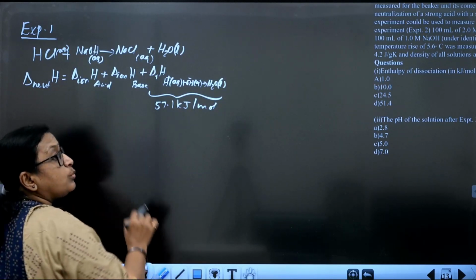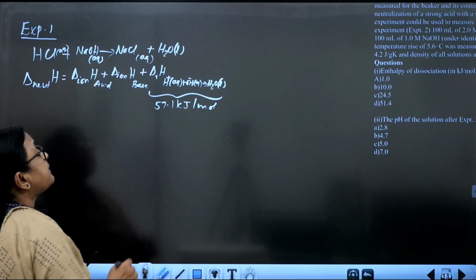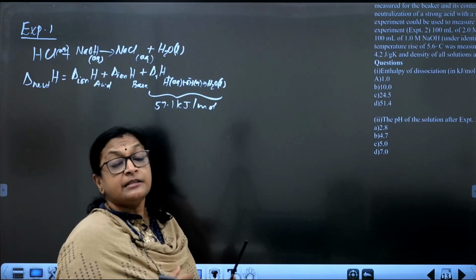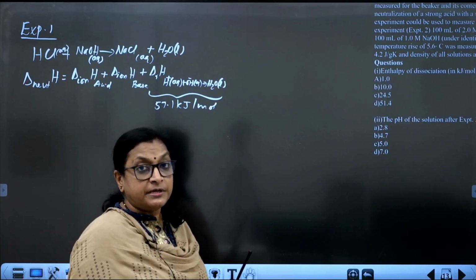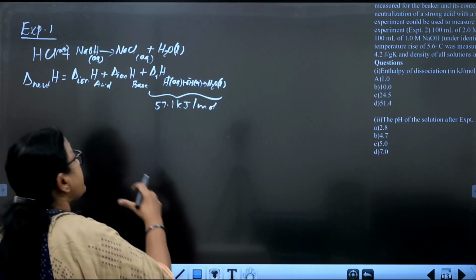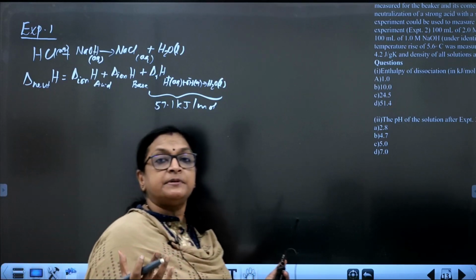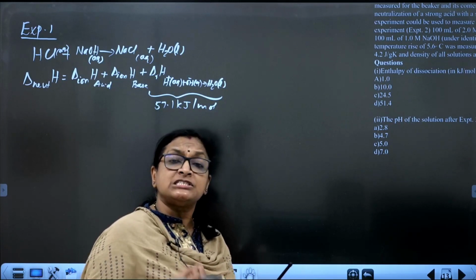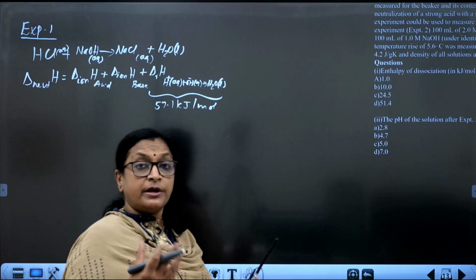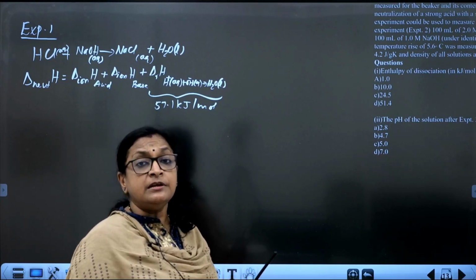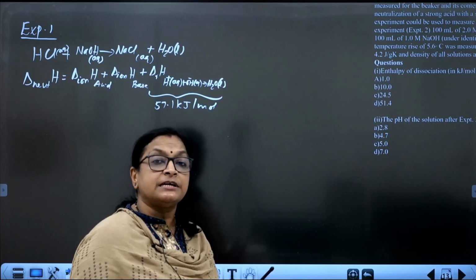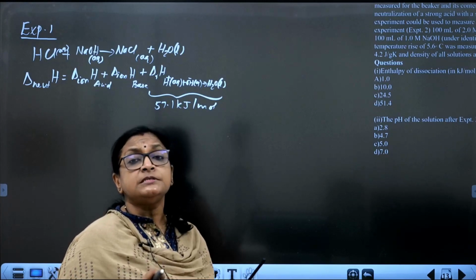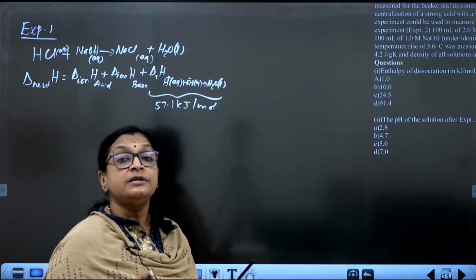Whereas the ionization part can vary. Now let us take experiment 1, where the acid is HCl, a strong acid, and the base is NaOH, a strong base. A strong acid is almost 100% ionized, and it does not require any external heat for its ionization, or very negligible, which can be taken as 0. So for strong acids as well as strong bases, their enthalpies of ionization are taken to be 0.